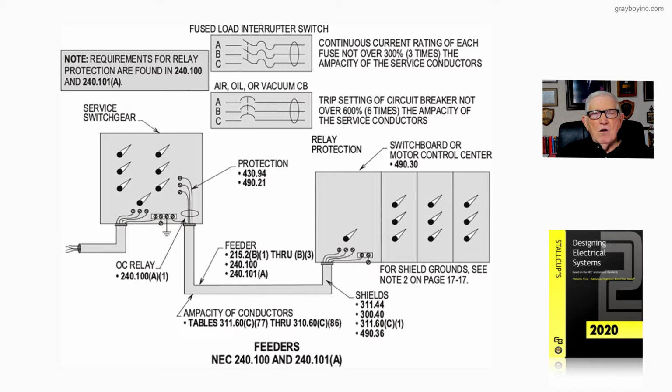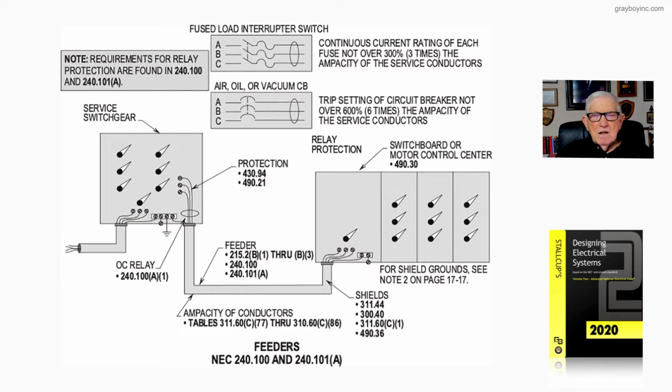Now the air, oil, or vacuum circuit breaker, trip setting of the circuit breaker not over 6 times the ampacity of service conductors, in other words, 600%. And then you could have relay protection. And of course, we're at the main service to the left, the service switchgear. We have an overcurrent device and we're protecting conductors over to this switchboard or motor control center or maybe even a panel board. And we could have relay protection or just routine protection in accordance with 240.100 and 240.101A.